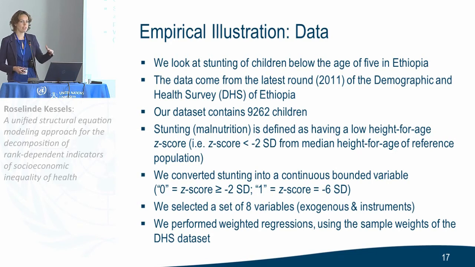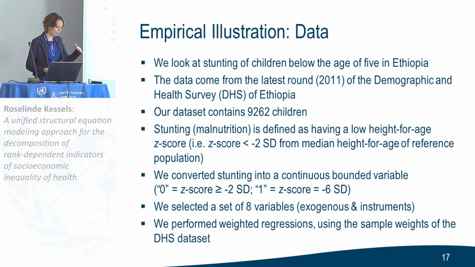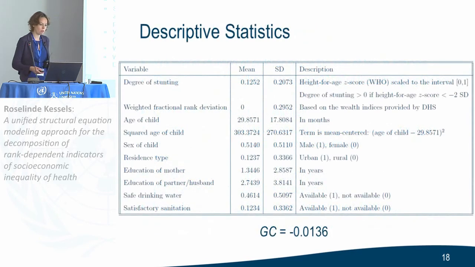And we transformed this stunting variable onto a unit interval, for which individuals have been assigned a value of 0 if they are not stunted, and a value between 0 and 1 if they are stunted, and the value then indicates the degree of stunting. So actually our response variable is the degree of stunting, which is an ill health variable, with 1 being assigned to the child that is most stunted. As explanatory variables, we selected a set of 8 variables, which we partitioned into exogenous and instrumental variables in the case of a GMM analysis. And we performed weighted regressions.